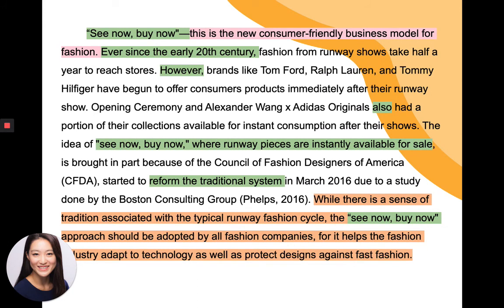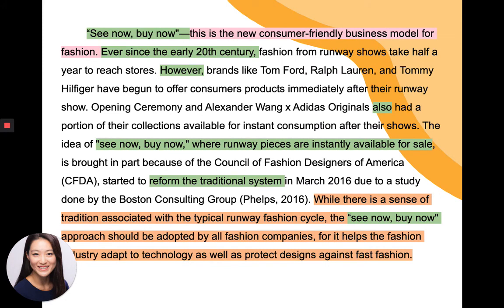I'll read it out to you. While there's a sense of tradition associated with a typical runway fashion cycle, the see now, buy now approach should be adopted by all fashion companies, for it helps the fashion industry adapt to technology as well as protects designs against fast fashion. Now, their claim, their position is very clear. See now, buy now should be used by all fashion companies.